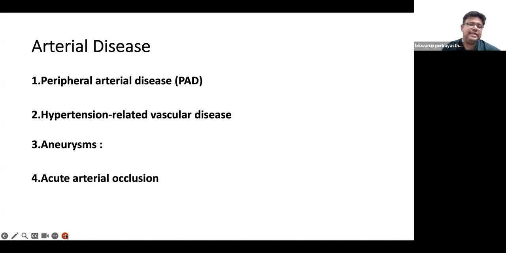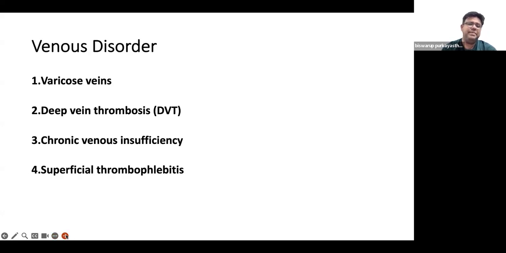Acute arterial occlusion, don't share anything, just send the patient to the next ED, the next emergency room next to you. That's not a clinic thing. Venous disorders, I'll basically be covering varicose veins, deep vein thrombosis, chronic venous insufficiency, and superficial thrombophlebitis.